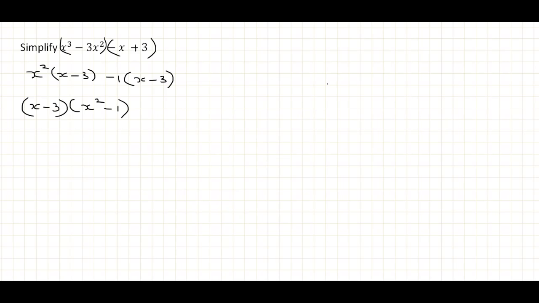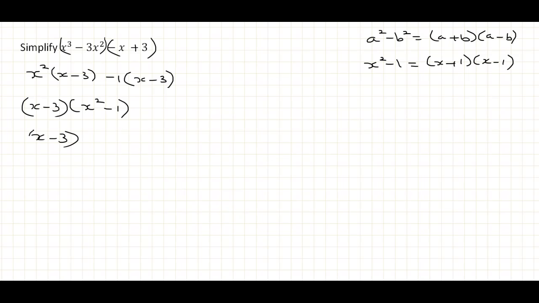Now we're going to focus on our difference of two squares, which is a squared minus b squared, which is a plus b multiplied by a minus b. So x squared minus 1 is going to be x plus 1, x minus 1. We did that in the previous question. So this is going to end up being x minus 3, and then we replace x squared minus 1 with its factors: x plus 1, and then x minus 1. That is the final answer.